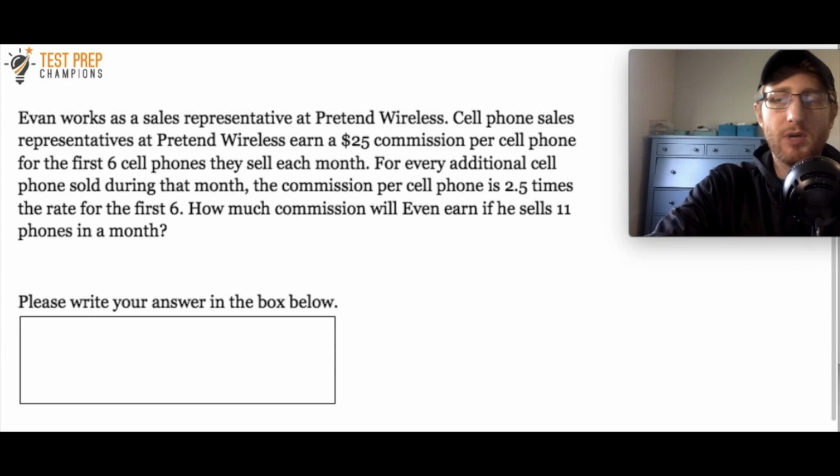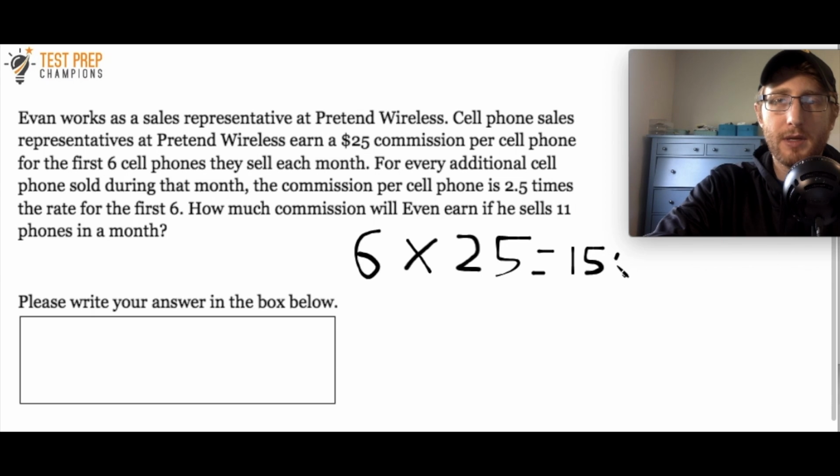Okay, so for this question here, the first thing that I'm going to do is start by looking at the total commission that he's going to make for the first 6 cell phones, right? So for the first 6 cell phones, he's going to earn $25 each. So we can do 6 times 25. And if we do this in our calculator, or you could work it out by hand if you want, we will get 150. So this tells us, again, that for those first 6 cell phones he sells, the total in commission that he's going to make is $150.